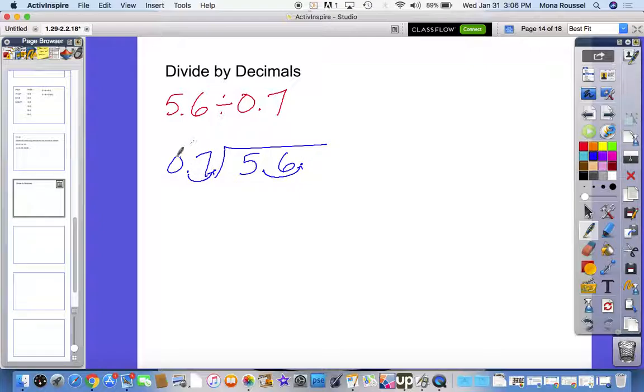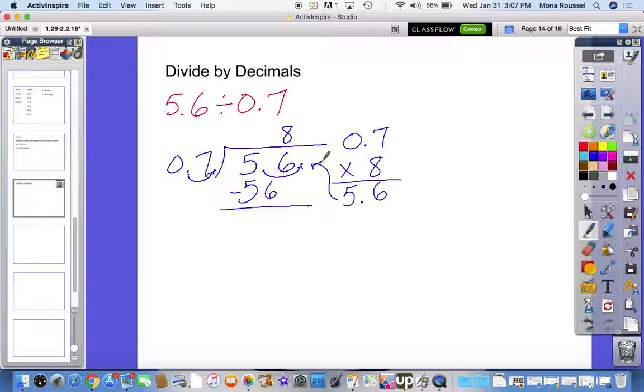It's like we multiplied the divisor by 10 to make 7 tenths into 7. So we have to, in essence, multiply the dividend by 10 and move the decimal place one time to the right. So now we're dividing 7 into 56. 7 goes into 56 8 times. 8 times 7 is 56. That's the end of our problem. 8 is our quotient, and if we multiply that quotient times the divisor of 7 tenths, we end up with 5 and 6 tenths, which was what our dividend was to start the problem.